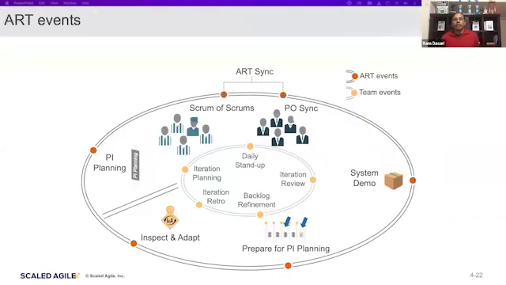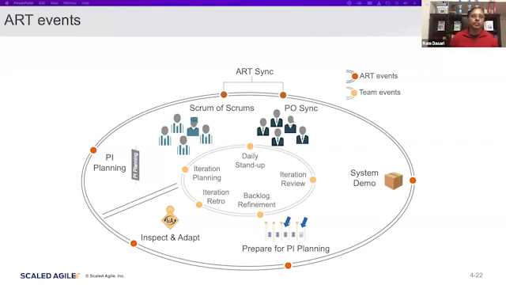We talked about those ART events. The inner circle is the team level events, right? The daily stand-up, iteration planning, iteration retrospective, backlog refinement, iteration review. You have what is called the outer elliptical, which is all those ART events. PI planning, very popular. Inspect and adapt, which happens at the end of the PI.